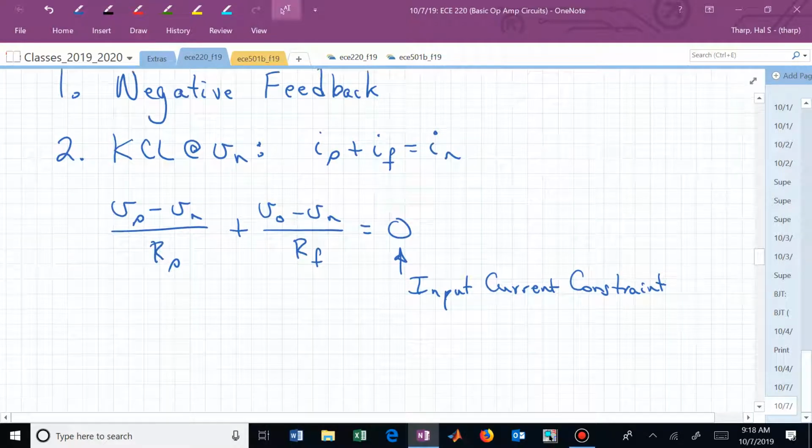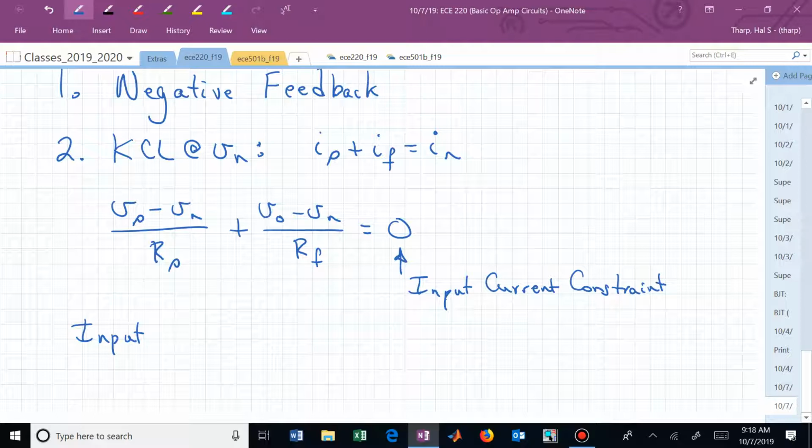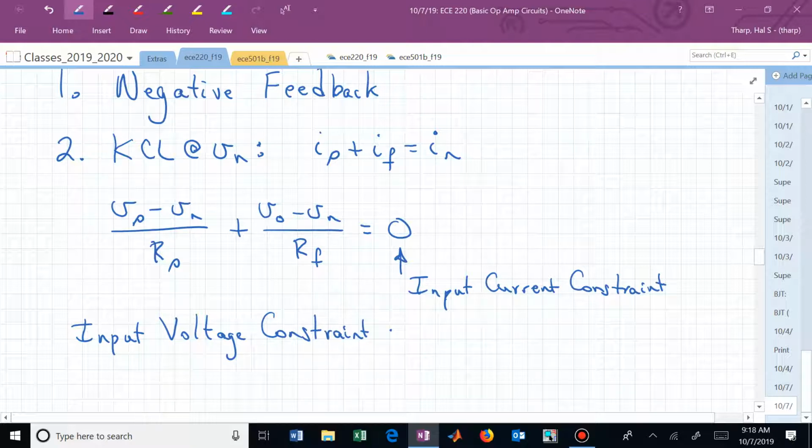And the output voltage constraint, not output, what am I doing? Input voltage constraint. When I say input, I want to say output. When I say input, you say, no, sorry. So here we needed to say, when you say input, you say input. Now we have the input voltage constraint, which says that V sub p is equal to V sub n.